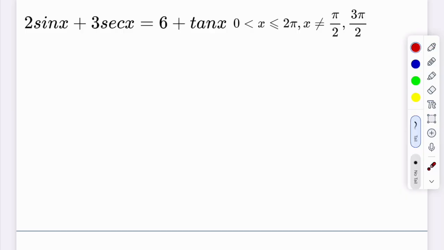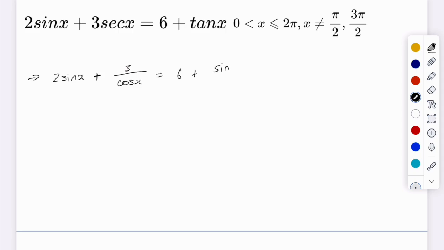Alright guys, so here we've got a little bit more of a difficult-esque type question. It looks intimidating, but really it's not that bad. 2 sine x plus 3 sec x is equal to 6 plus tan x. Solve. So we've got 2 sine x, and sec is 1 over cos, so plus 3 over cos x is equal to 6 plus sine x over cos x.